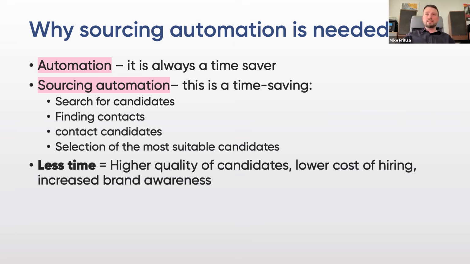Plus, it saves time in finding contacts. Sourcing involves various tools for finding contacts, and automation does this on a massive scale. Plus, of course, contacting candidates. Writing to each candidate individually would take a lot of time. Writing to people en masse is much faster.